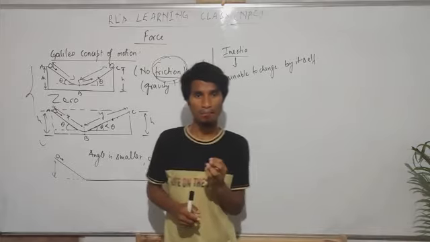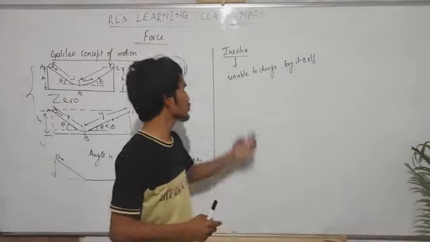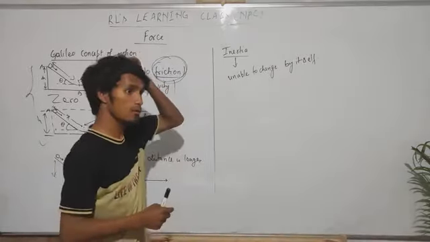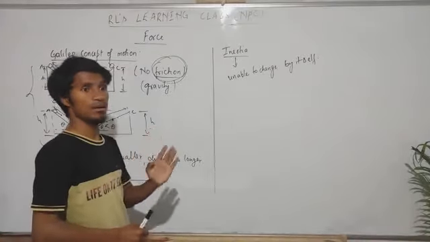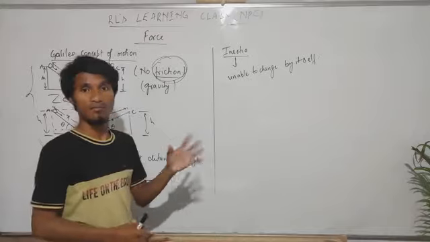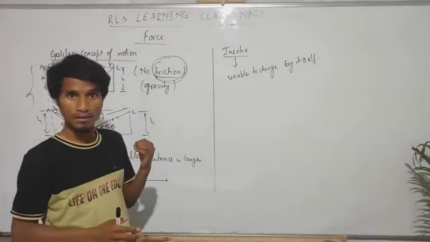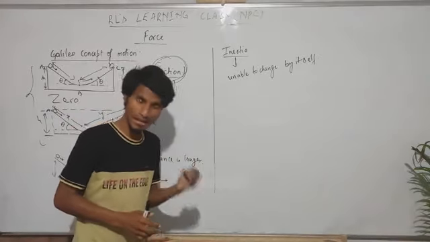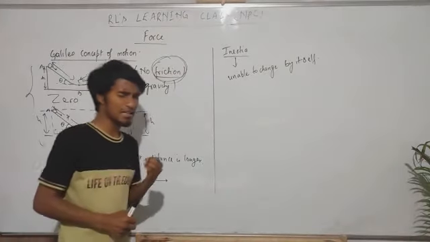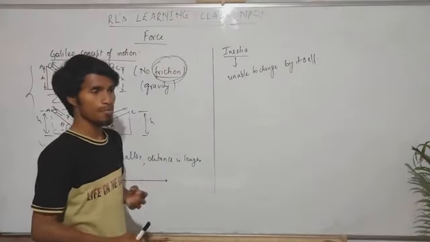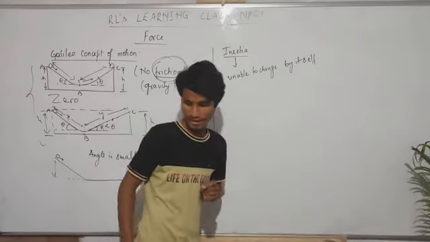That means the body is unable to change by itself suddenly. It always wants to move in that particular direction, in that particular motion, in that state of rest. Whatever it is, it wants to remain there. That's the meaning of inertia. And inertia means it is the inability of a body to change its state of rest.